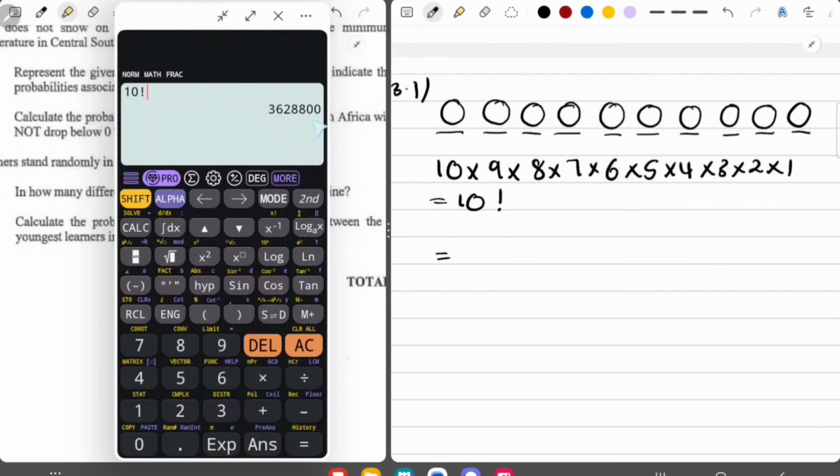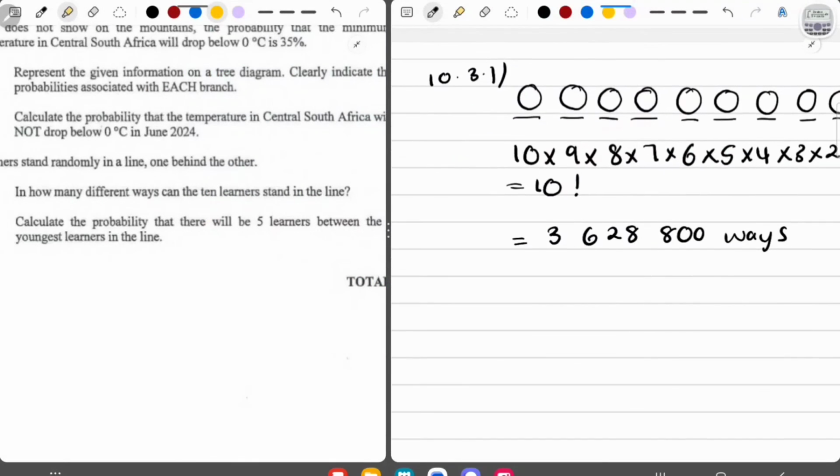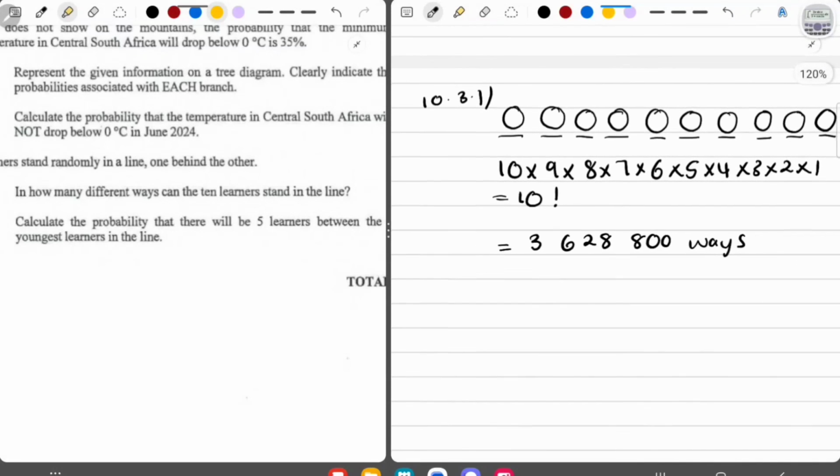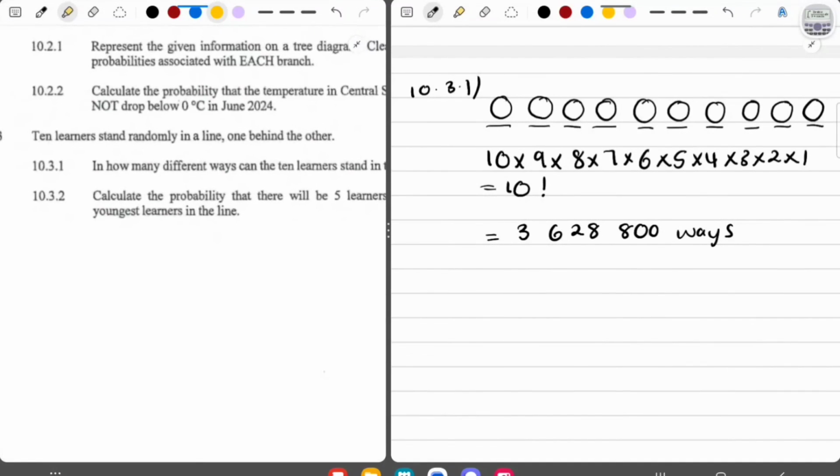And we get, so 1, 2, 3. Okay, so 3,628,800 ways. These are the different arrangements that they can stand in. Okay, that one was okay. It was good. It's quite simple.